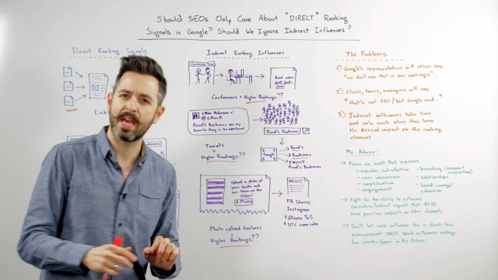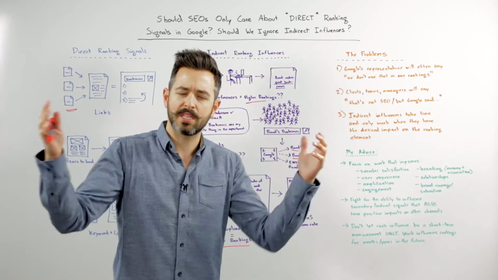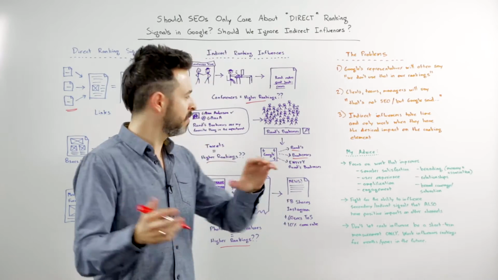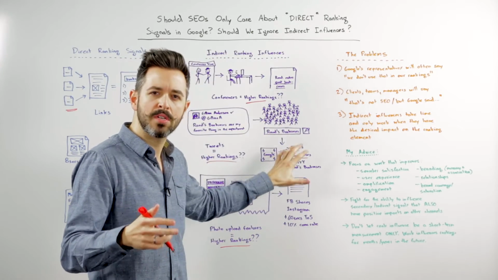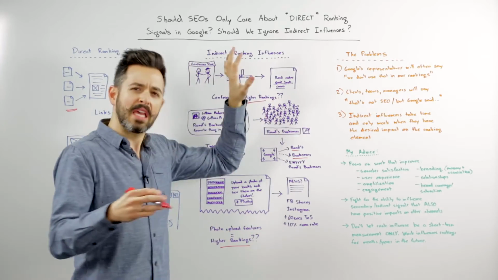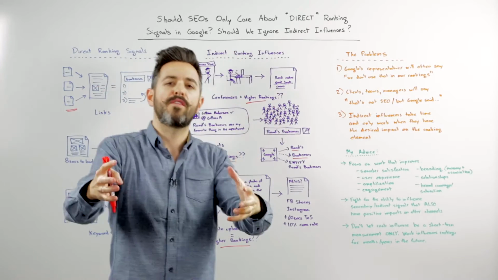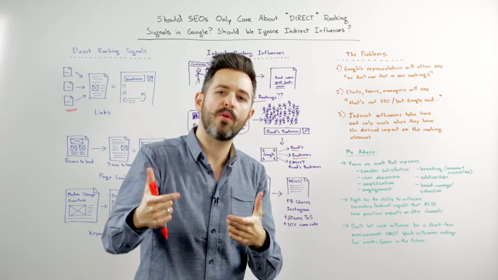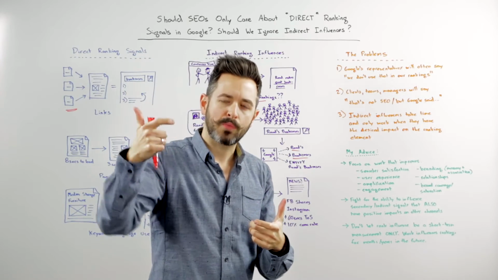It's not like every time I add a photo upload feature to a website, it's suddenly going to rank higher. So what's going on here? Well, indirect ranking features, indirect ranking influencers are powerful. It doesn't matter that they're indirect. They can have powerful impacts on your rankings.